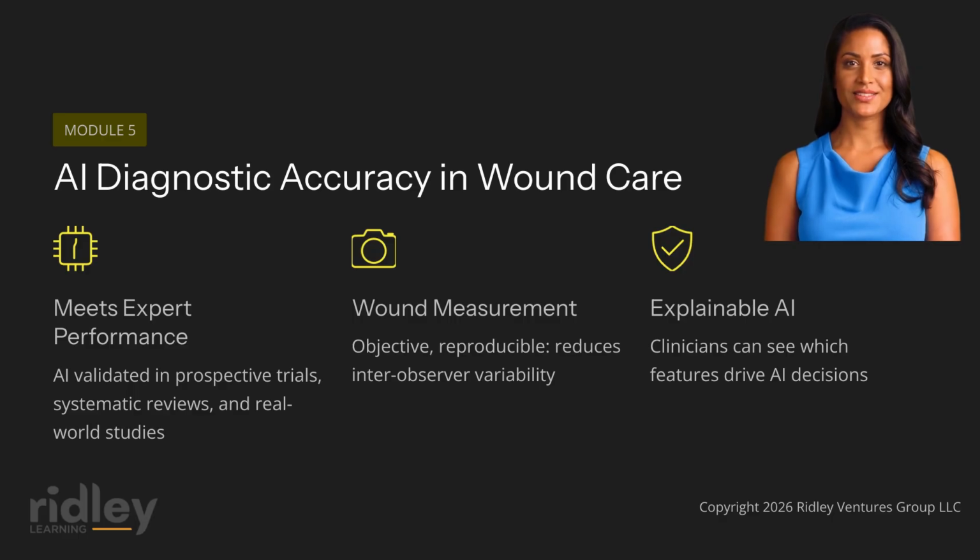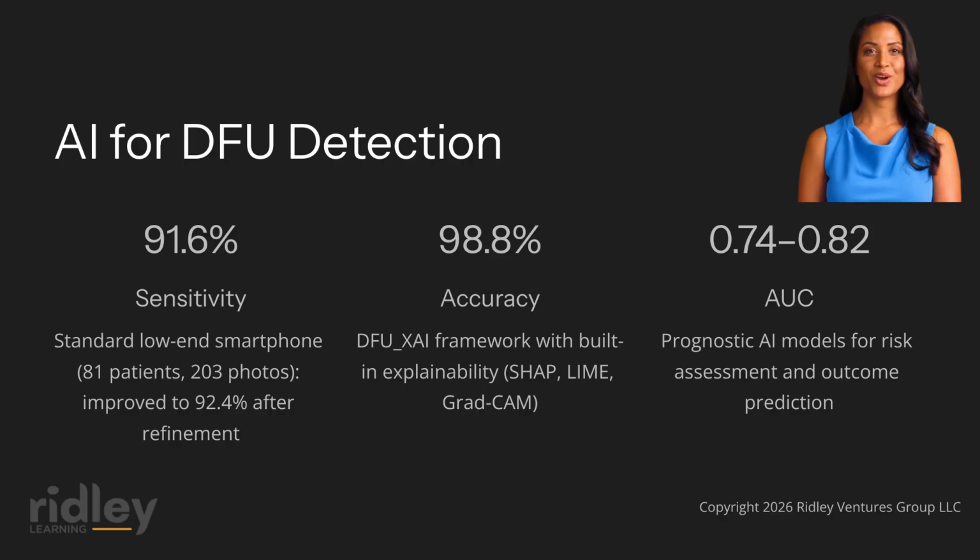This module examines the diagnostic performance of AI tools across wound types, wound measurement and tissue classification capabilities, image quality optimization, explainable AI principles, and the integration of multimodal data for clinical decision support. Let's start with AI accuracy for diabetic foot ulcer detection and classification.